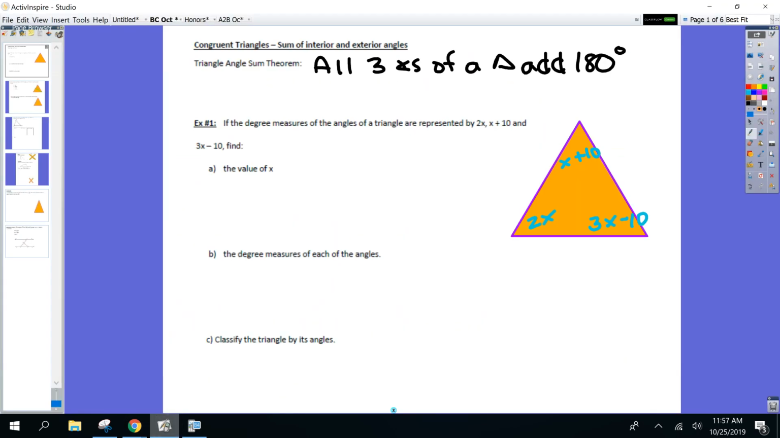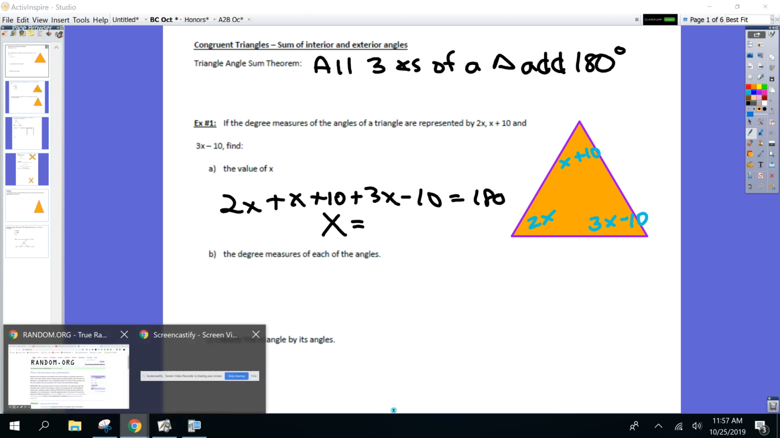Want to solve for x here, equation? 2x plus x plus 10 plus 3x minus 10 equals 180. There you go. All three angles in a triangle add up to 180, or the triangle angle sum theorem. Give you guys a second to show off your algebra greatness, which will get put to the test in a couple problems.